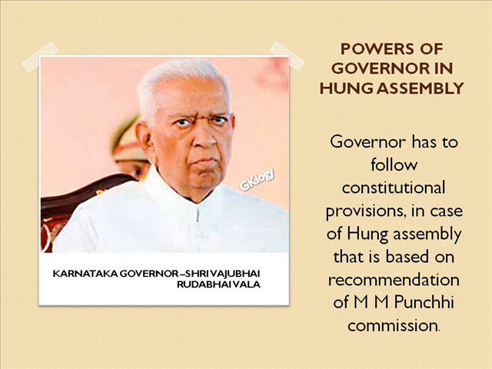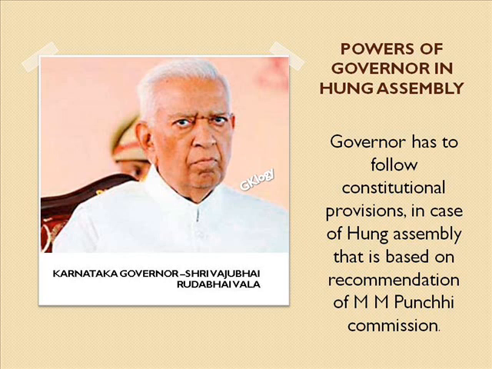which are based on the recommendation of the M.M. Punchhi Commission. Therefore, BJP, which had scored 104 seats, was invited by the governor, Shri Vajubhai Vala, to form the government. He allotted BJP a duration of 15 days to prove the majority by getting the support of other MLAs. But this decision was challenged by Congress and Janata Dal Secular in the Supreme Court. And the Supreme Court decided to reduce the duration of 15 days to just 24 hours.